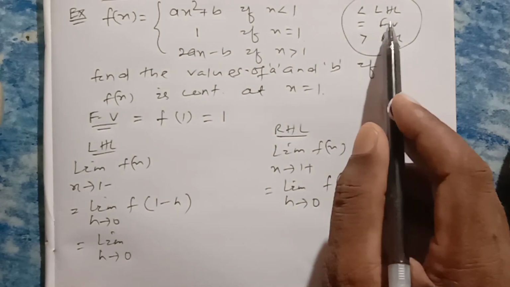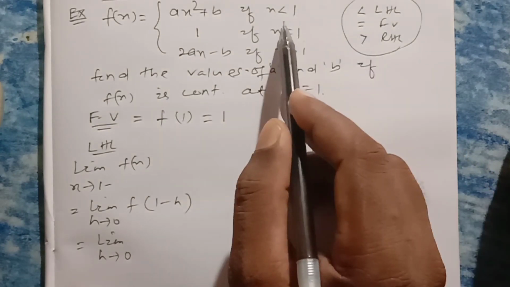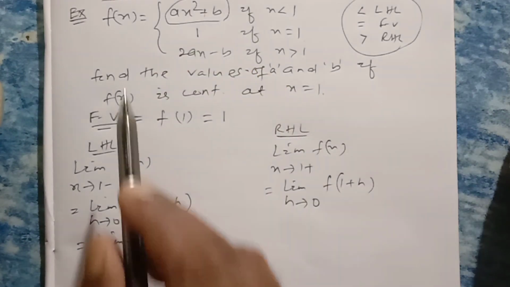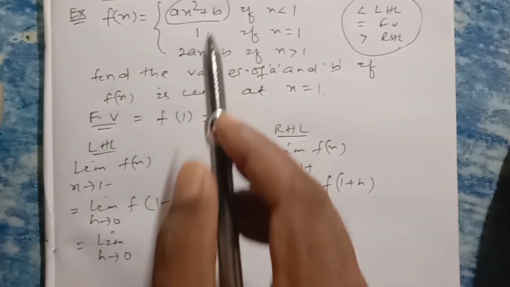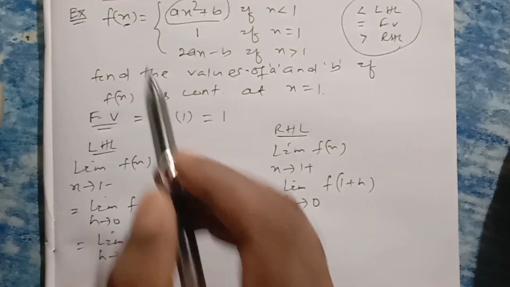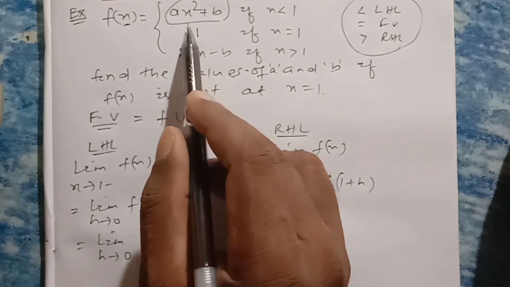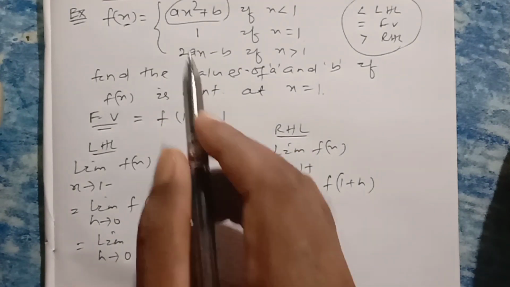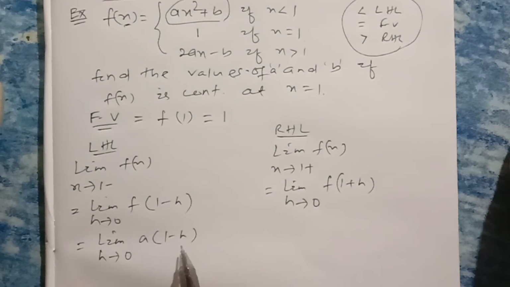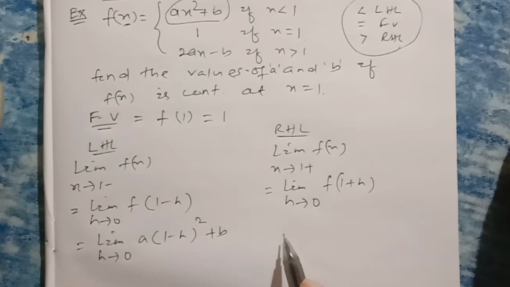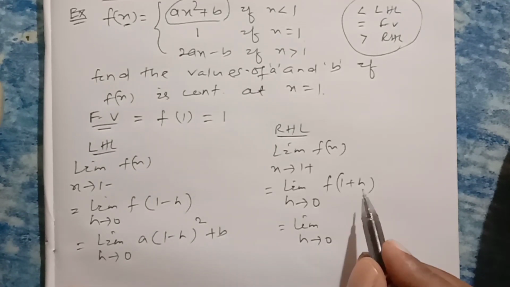लेफ्ट हैंड लिमिट कहाँ से निकालेंगे, जहाँ less than होगा, हम हियर जी less than. सो यही फंक्शन से हम लेफ्ट हैंड लिमिट निकालेंगे. मतलब f of x is a x square plus b, हमको निकालना है f of 1 minus h. सो x के जगह हम 1 minus h पुट करेंगे. x की जगह 1 minus h पुट करने से क्या होगा, a into (1 minus h) whole square plus b, and here is limit h tends to 0 f of 1 plus h.